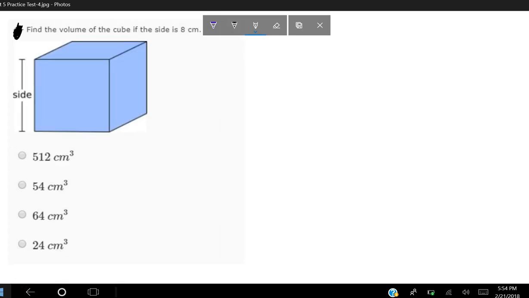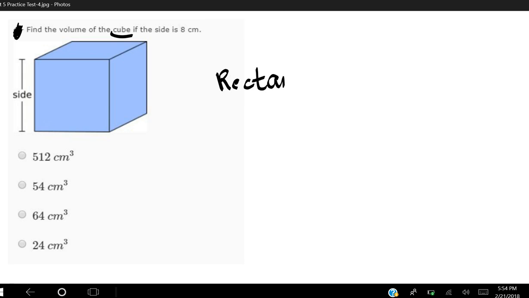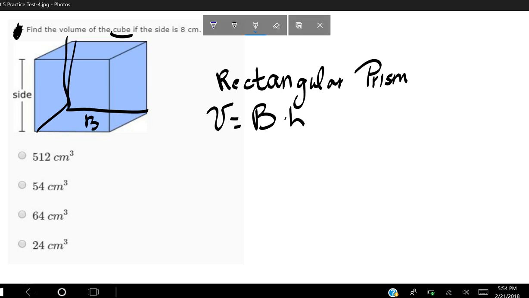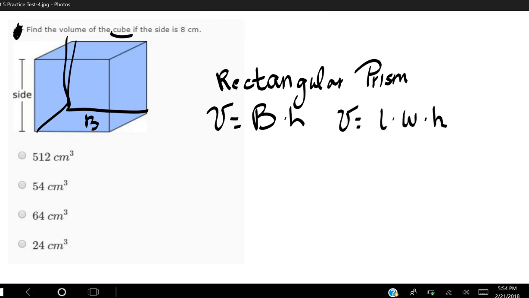Okay, in this case, we want to find the volume of the cube. Remember, a cube is just another thing for a rectangular prism. And with rectangular prisms, you either have learned it as the volume equals the big base times the height, and the big base is what we can't see here. So this would be the base down here. Or I've taught it to you as volume equals length times width times height. Now, because this is the cube, we know that all sides are equal.